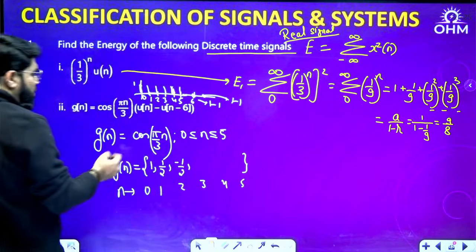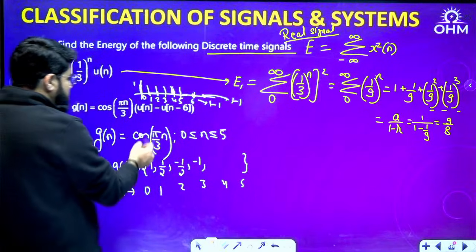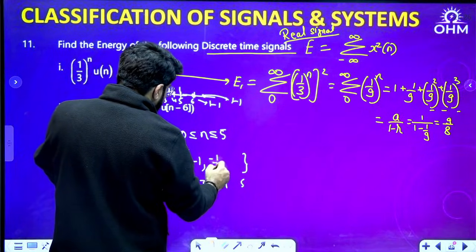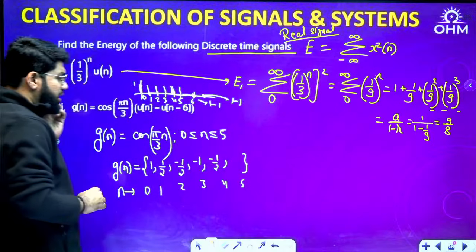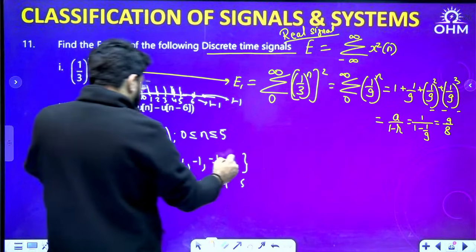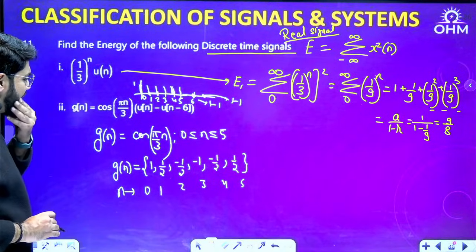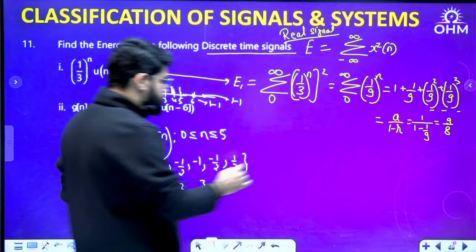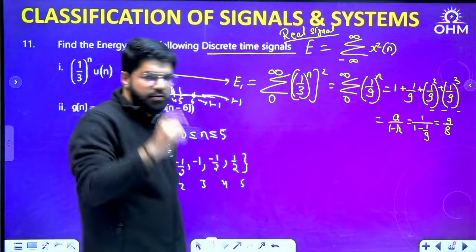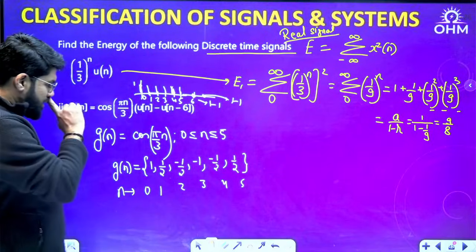When I write down 3, the 3 and 3 cancel, cos pi is minus 1. When I write down 4, cos 4 pi by 3 again will be minus 1 by 2, third quadrant. And cos 5 pi by 3, that will be how much? Fourth quadrant, that will be plus 1 by 2 actually. Correct? Cos 5 pi by 3. Okay, all right. So that is how it can be written.